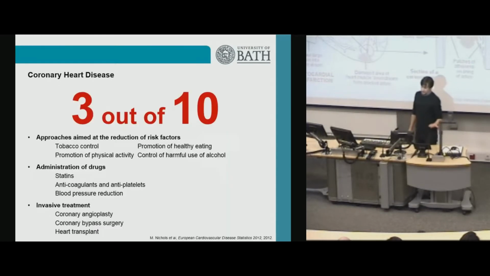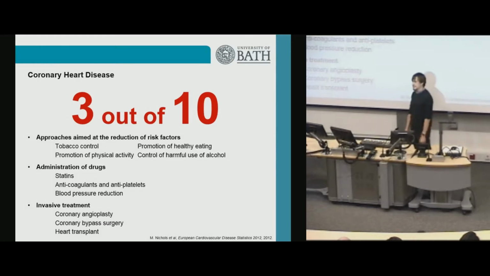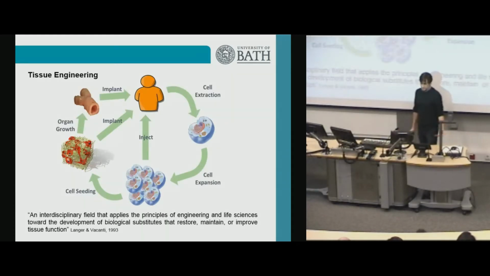This means that coronary heart disease is the single biggest killer of all diseases in the Western world, responsible for 3 out of every 10 deaths. So the medical profession has approaches to try and mitigate this, but none of these actually try and deal with the actual damage done. And so this is where tissue engineering comes into play. So what we want to do is take cells from the patient, in particular stem cells and similar cells like that, modify them outside the body, increase their number, and put them back in to restore tissue function.